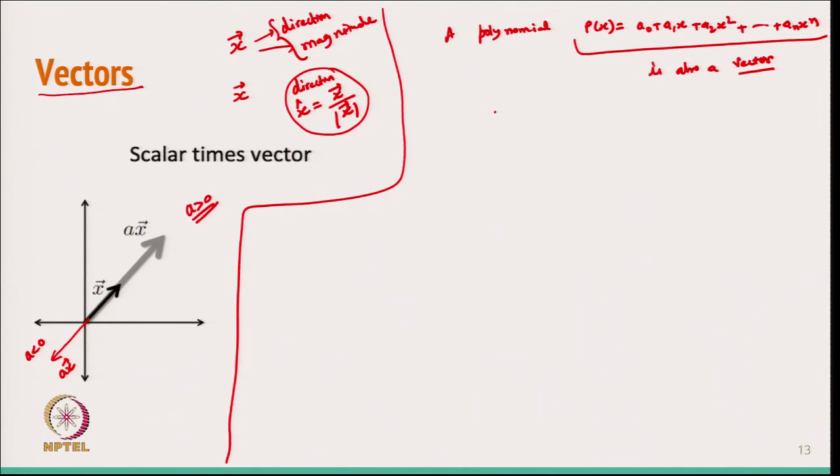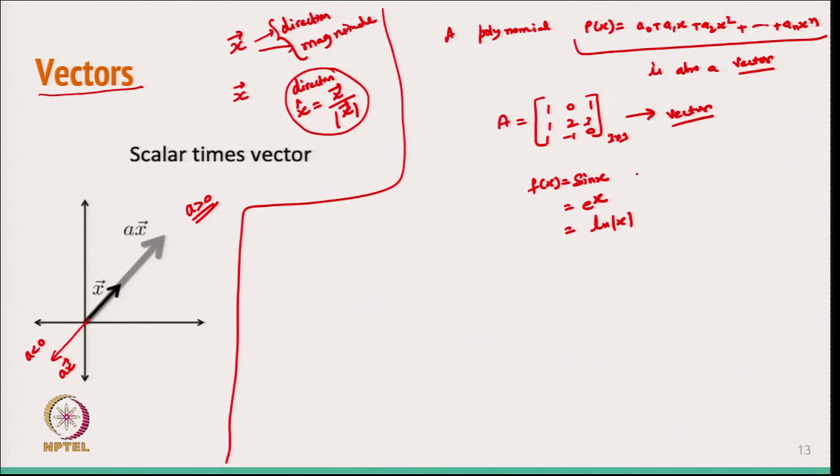Or I take a matrix, suppose I take 1 0 1, 1 2 3, 1 minus 1 0. So, it is a 3 cross 3 matrix, and it is also a vector. Or I take a set of functions, like suppose I take f(x) equal to sin x, or exponential, or any function, log x. So, these are also vectors.